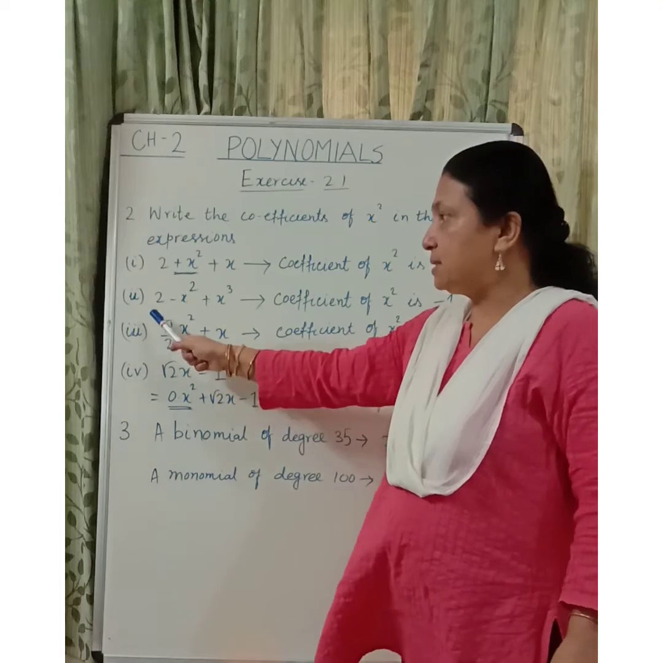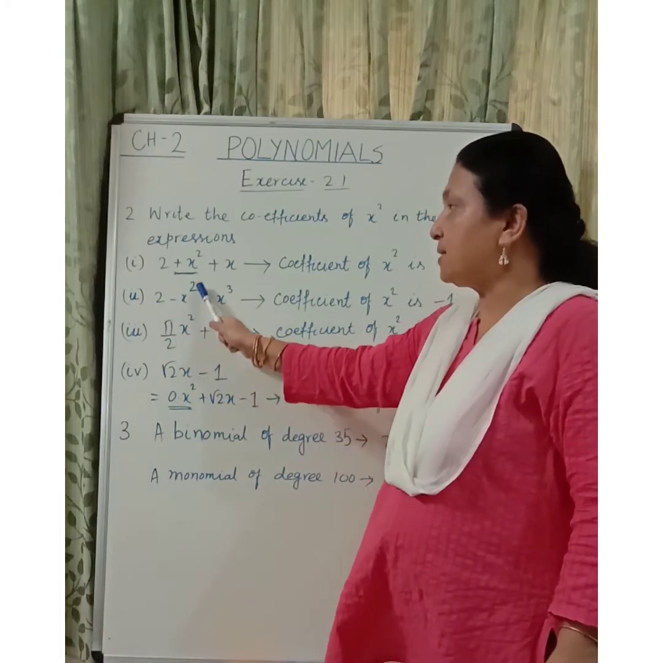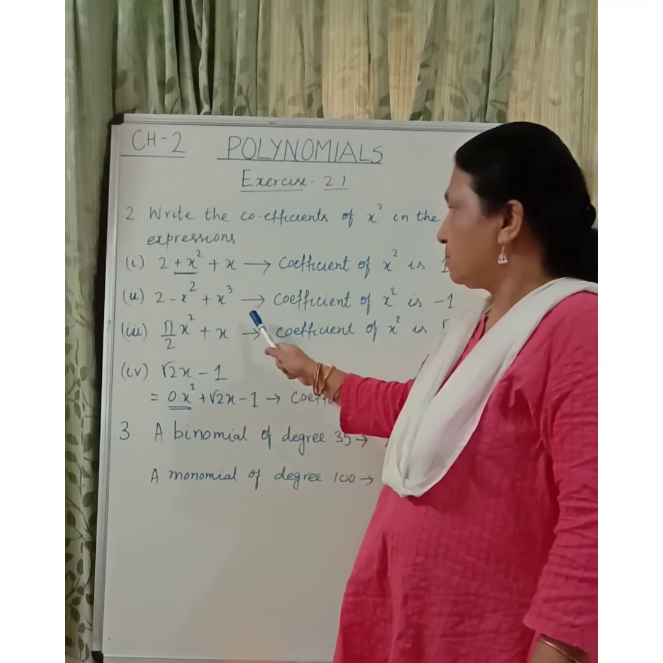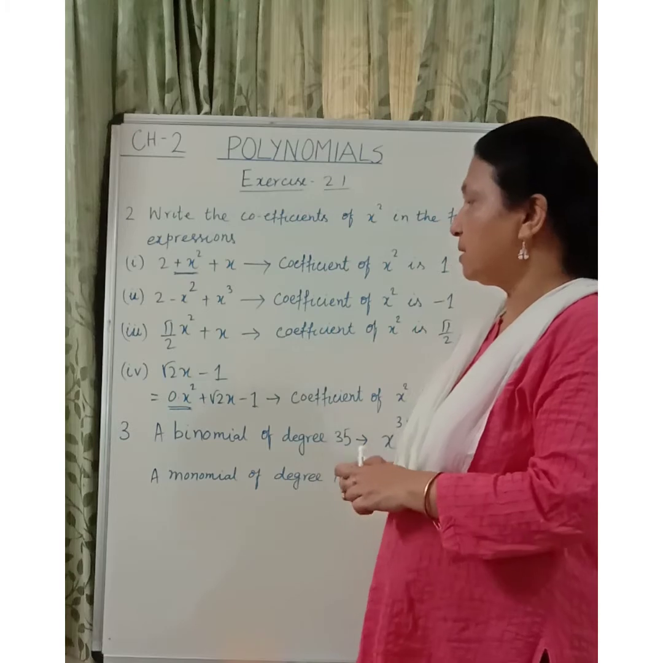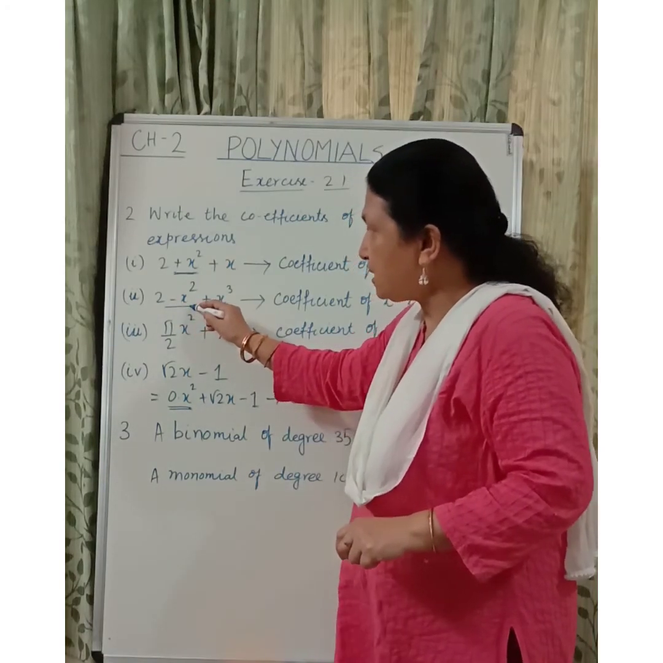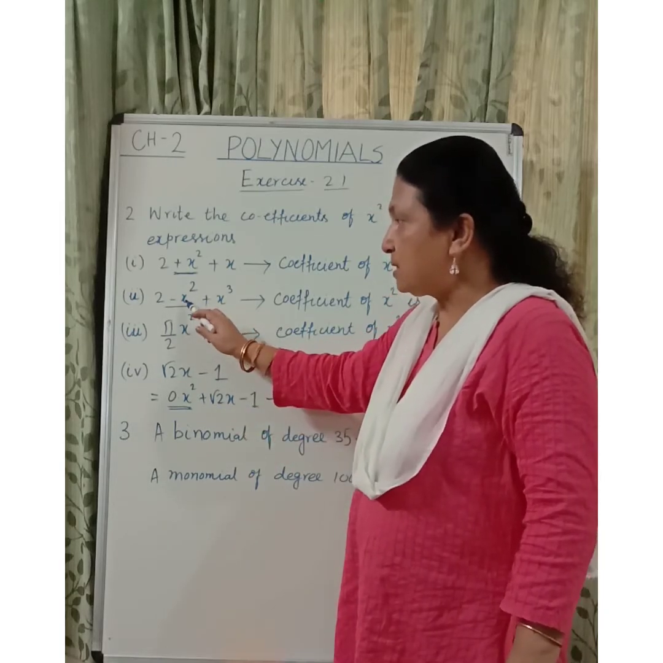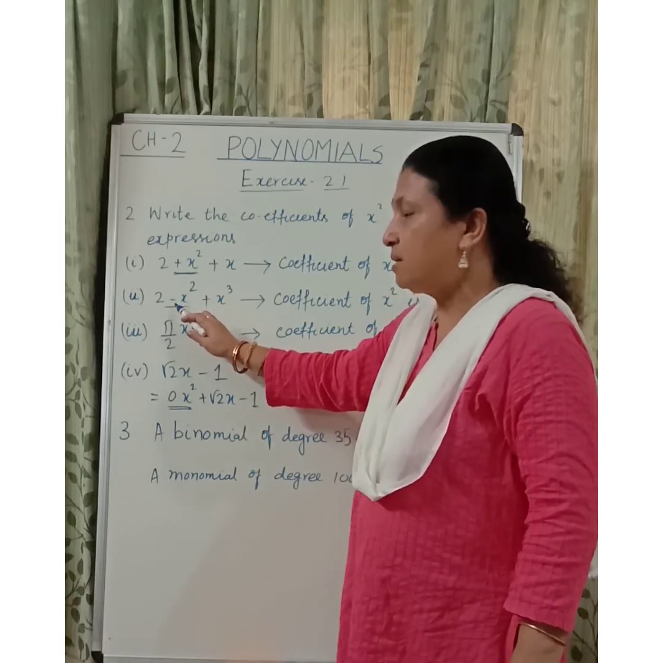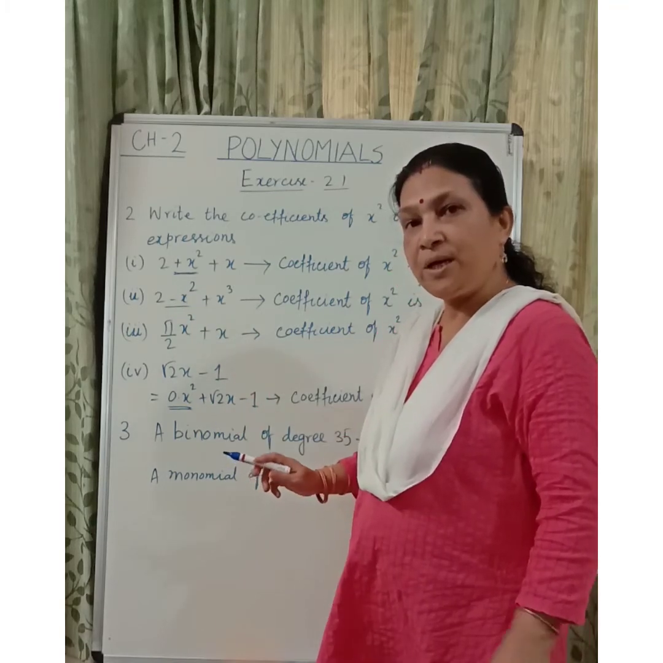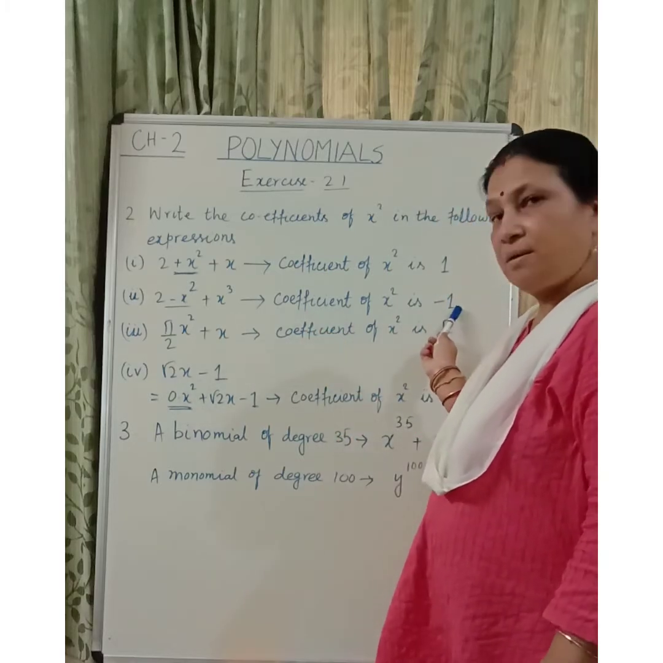Then second example, second question, 2 minus x square plus x to the power 3. In this you can see this x square has which sign before x square? That is minus sign. That means x square is multiplied with minus 1. So what will be the coefficient of x square? Coefficient of x square is minus 1.